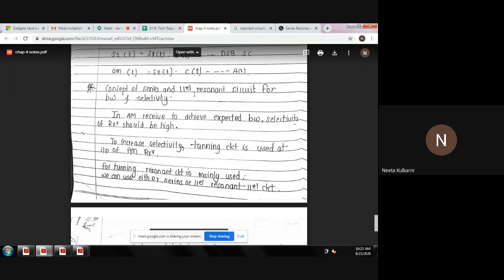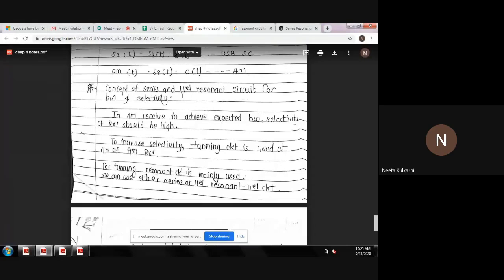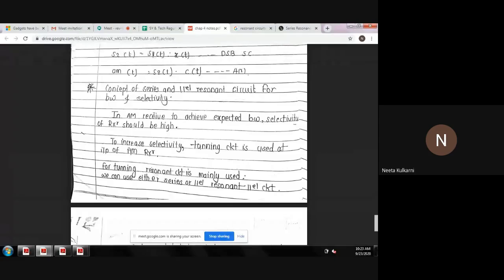So there are two types of resonant circuit, parallel and series resonant circuit. In series resonant circuit, RLC components are used in the series connection, and in parallel resonant circuit, RLC components are used in the parallel connection. So in AM receiver, to achieve the expected bandwidth selectivity of receiver, this resonant circuit is used, or it is also called as the tuning circuit.